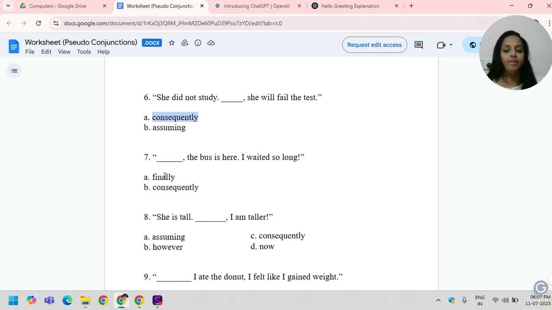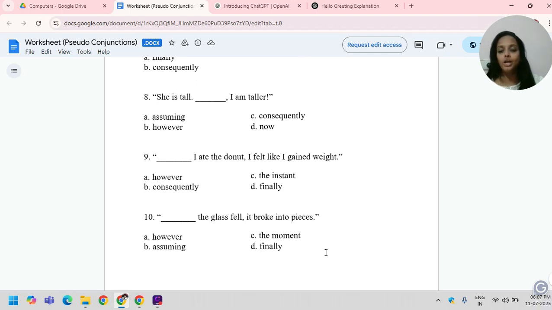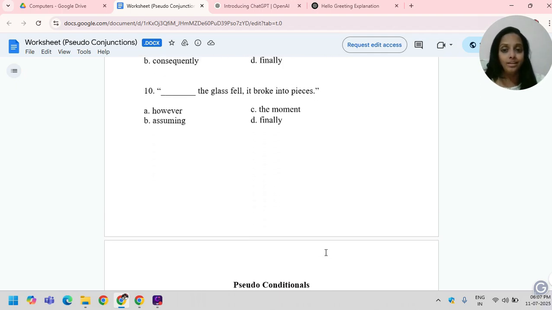Dash, the bus is here. Finally, the bus is here. I waited so long. She's tall. However, I'm taller. Here, the instant I ate the donut, I felt like I gained weight. The moment the glass fell, it broke into pieces. Easy, right? So I hope you have also answered correctly.